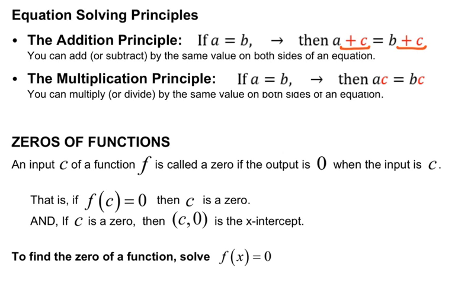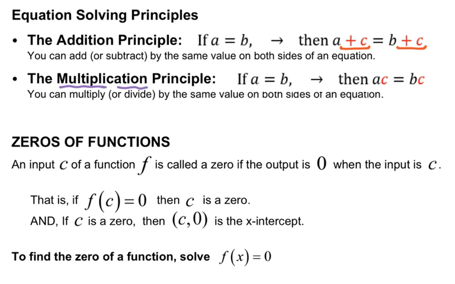Same thing goes for the multiplication principle of equality. If we're given an equation, then we are allowed to multiply on both sides of the equation by the same value. And then again, keeping in mind that multiplying is very similar to dividing. Remember, division is multiplication by the reciprocal. So if you can multiply on both sides, you can also divide on both sides of that same equation.